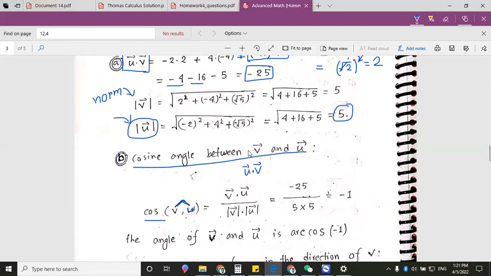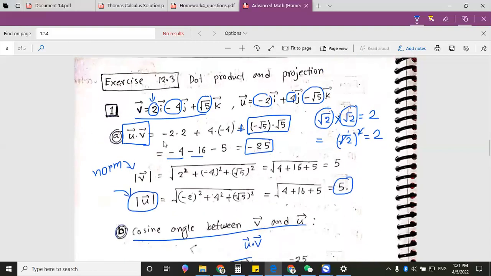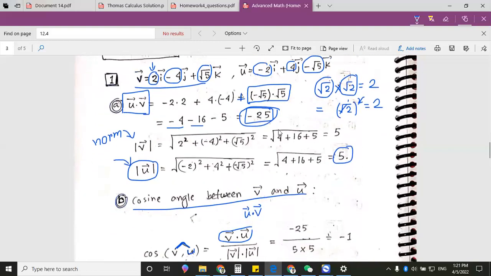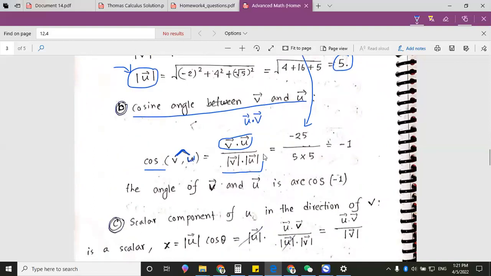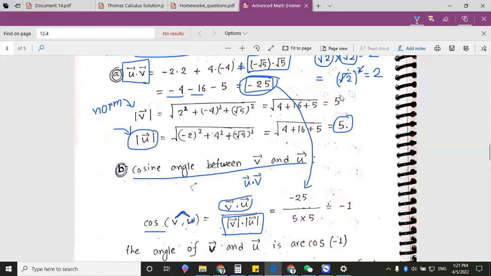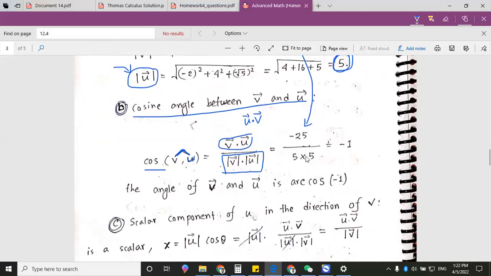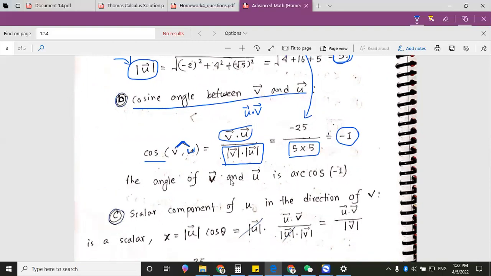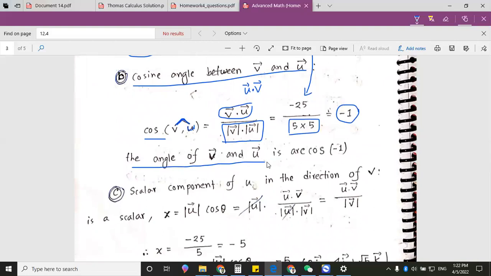We have calculated the dot product above, it was minus 25, so we just substitute the value here. Then down here we have norm of u and norm of v. Norm of u is 5, and norm of v is 5. If I multiply them, minus 25 by 25, the answer is minus 1. So the angle of u and v vector will be arc cos, arc cos minus 1.